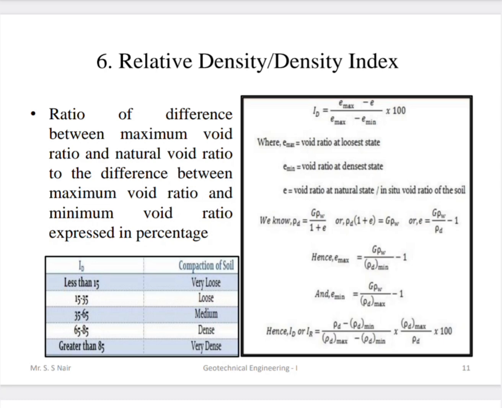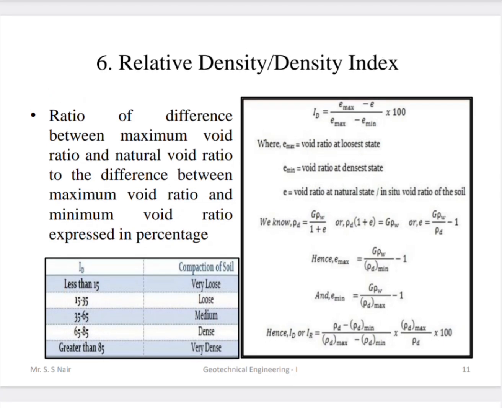E max minus E divided by E max minus E min, into 100. We'll be getting the relative density in percentage. If less than 15, very loose compaction. 15 to 35, loose. 35 to 65, medium. 65 to 85, dense.